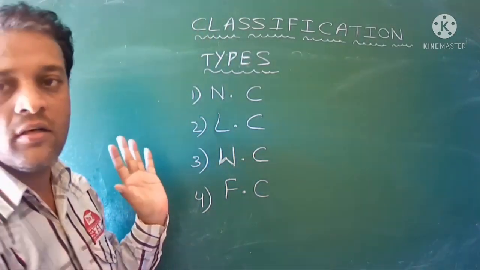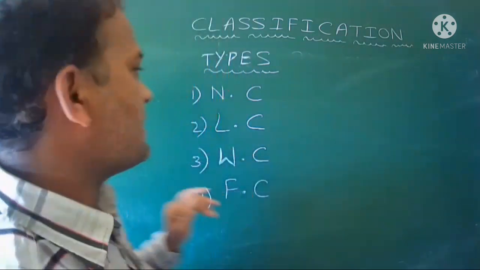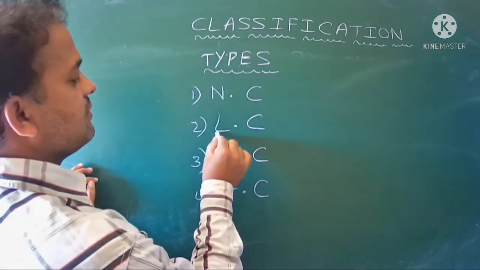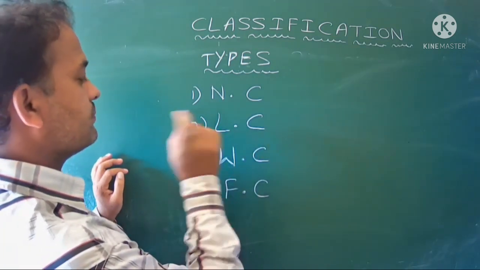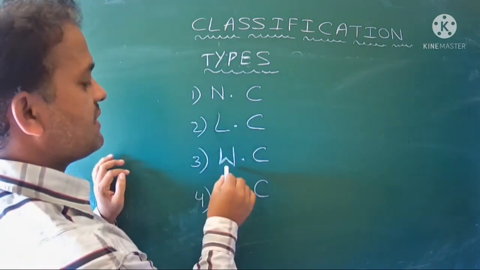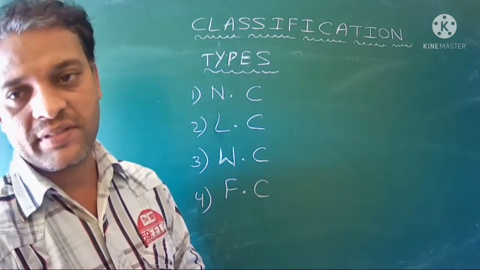There are 4 types of classifications. The first is number classification, then letter classification, also called alphabet classification. Next, word classification and figure classification.